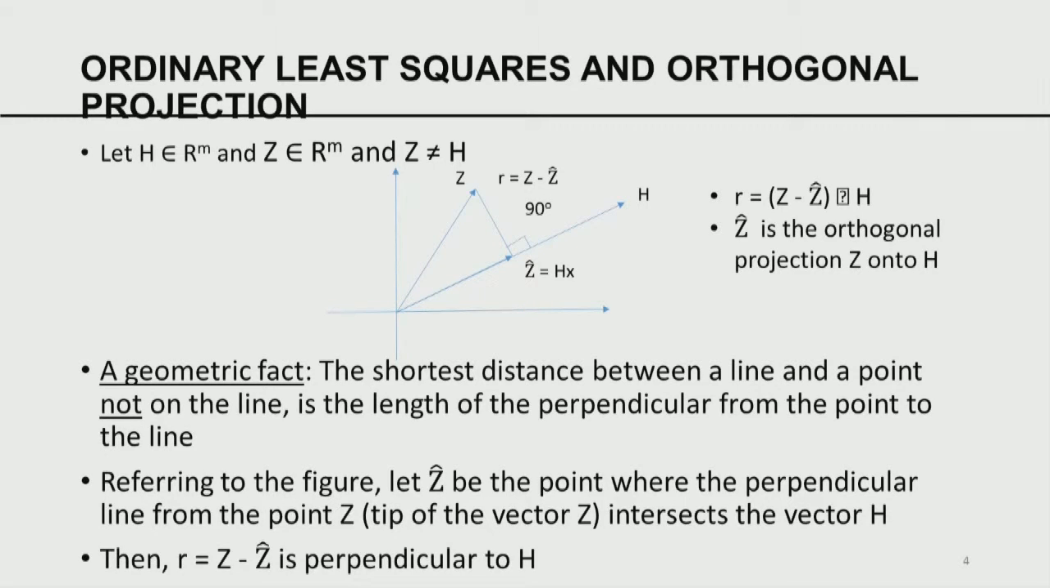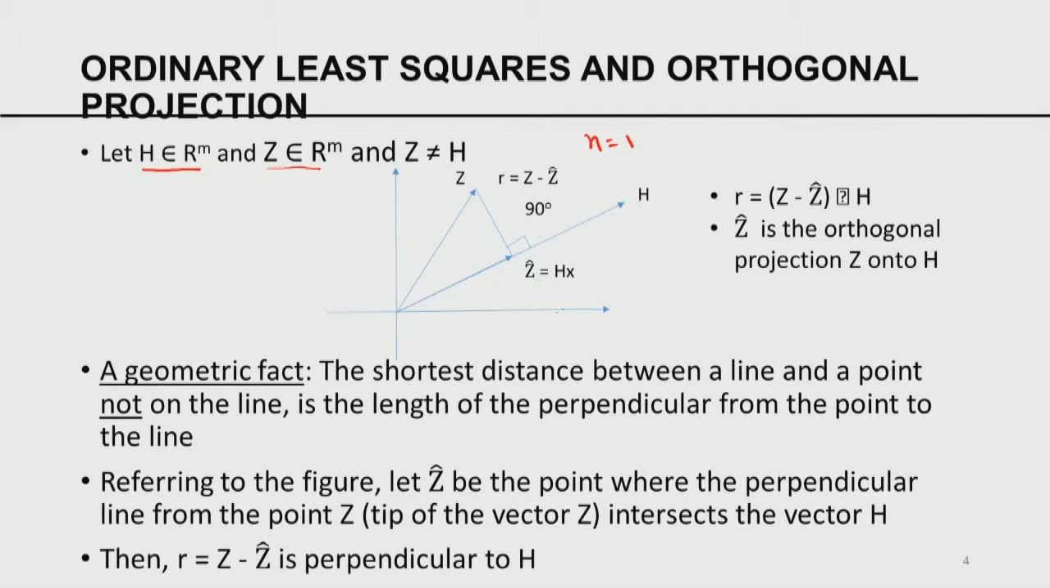Now, ordinary least square solutions can be viewed from an orthogonal projection point of view. Let H be a column vector, so I am considering a very special case, which means n is equal to 1. That vector H is given by this line H. Z is a vector in Rm, so both H and Z are vectors in Rm.